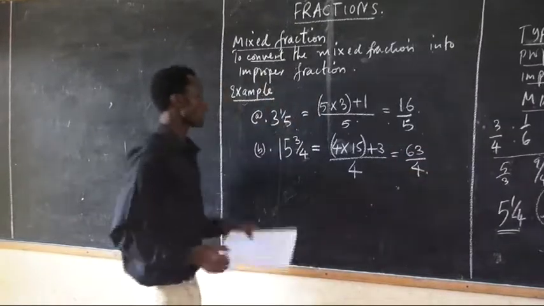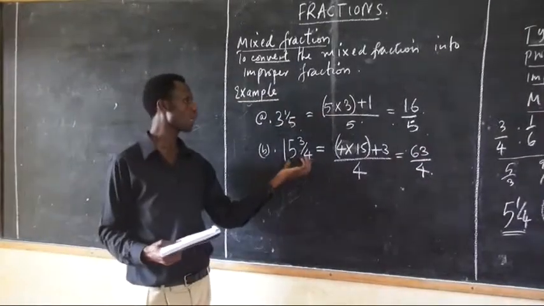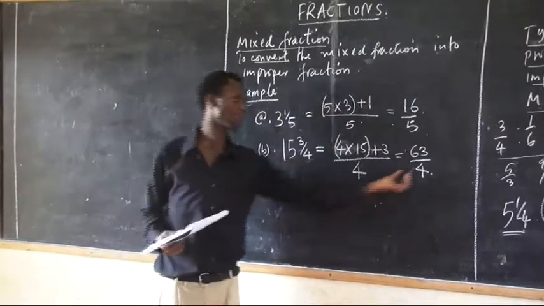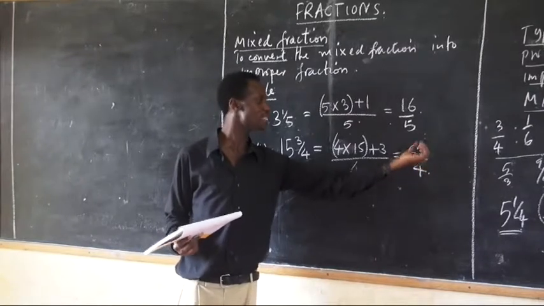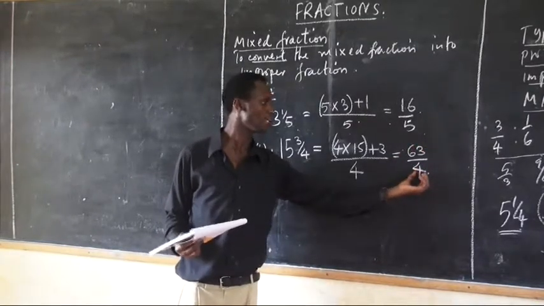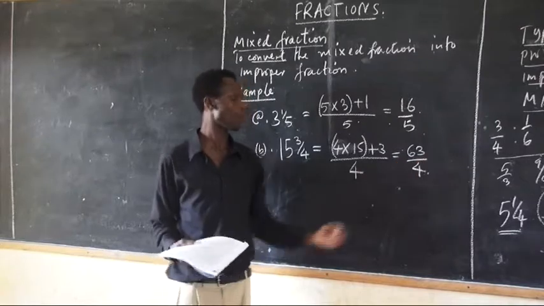Kwa maana hiyo, we have changed this one. We have converted this one into improper fraction. This is called improper fraction because the numerator is greater than the denominator. And that's why we call it improper fraction.